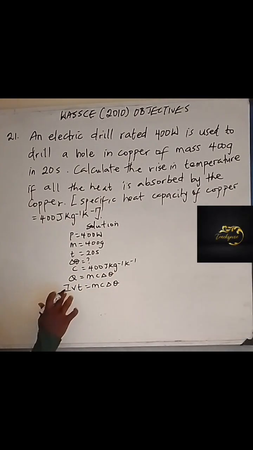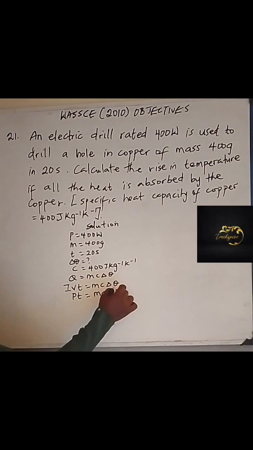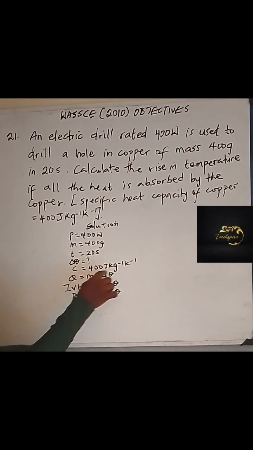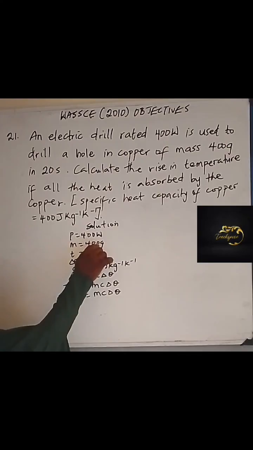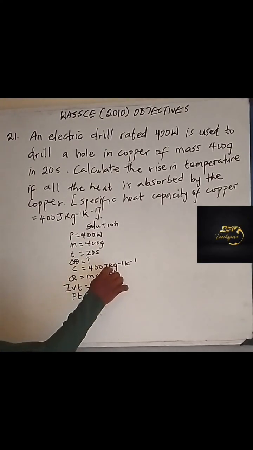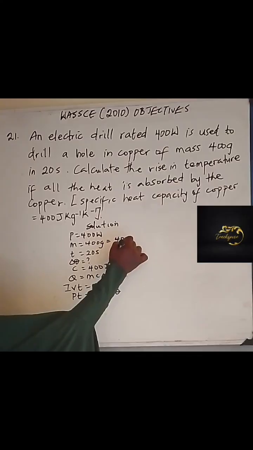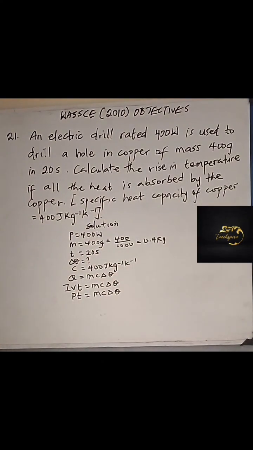We're also not given IV, but we're given power, and remember that power equals IV, so we'll say PT equals MC change in theta. From here we can substitute into the formula. But where most students will make a mistake is that this mass is measured in grams and this specific heat capacity is measured in kilograms. Whenever you are dealing with it, the units in the specific heat capacity and the mass must be the same. So since we have kilograms here, we have to convert this to kilogram by simply dividing it by 1000. So we're going to have 0.4 kg. If you have done that, then you can solve this question.